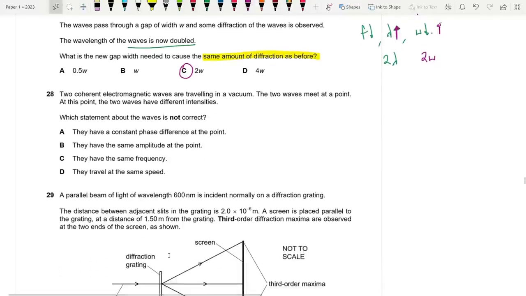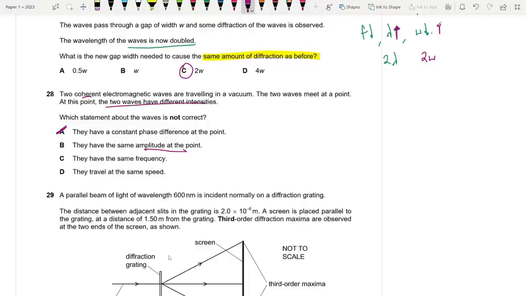Next, two coherent electromagnetic waves are traveling in a vacuum. The two waves meet at a point. At this point, the two waves have different intensities. Which statement of the waves is not correct? They have constant phase difference at the point. This is in fact correct, because they are coherent. That's the key point.